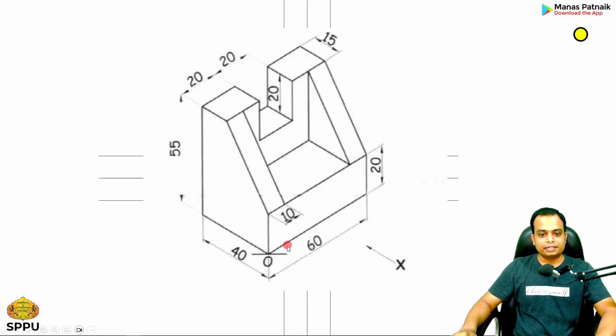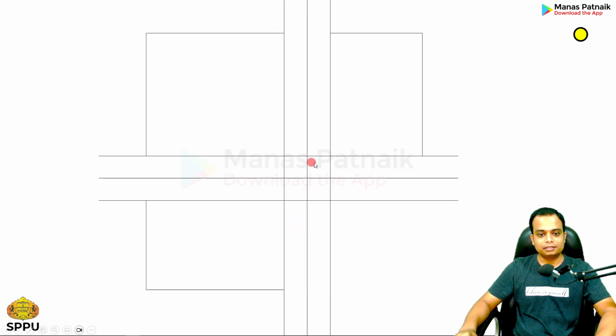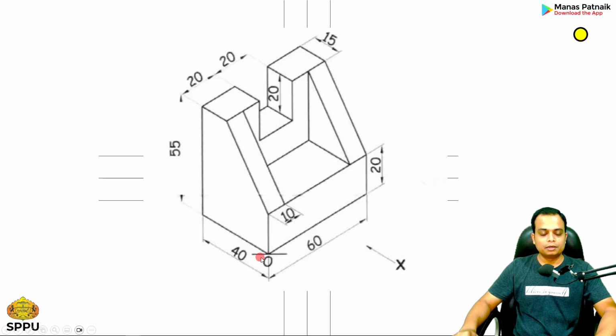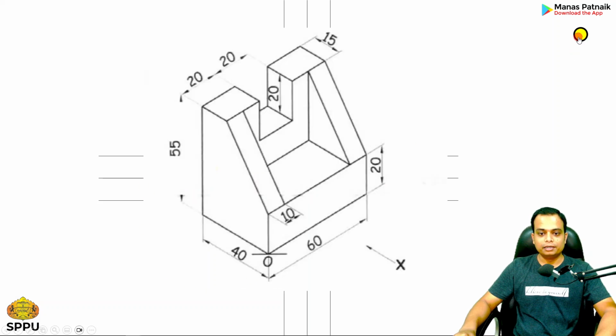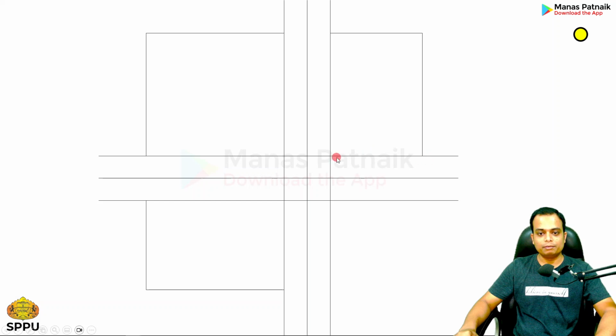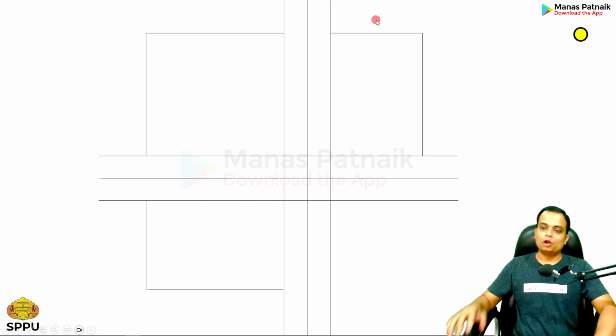Then, as I said, this is 60 by 55. That is the length by height, 60 by 55. And as far as the top view is concerned, in the top view, you'll see 60 by 40. So that's 60 by 40. And thirdly, in the side view, it's 40 by 55. So this is 40 by 55. Done. Now, how do we proceed?